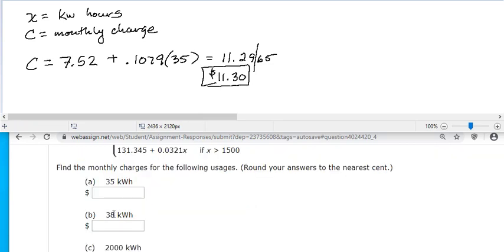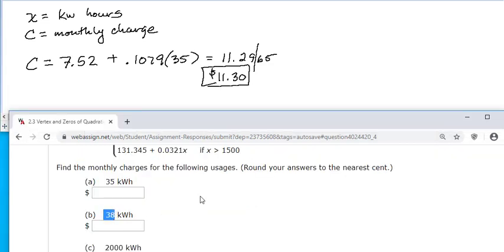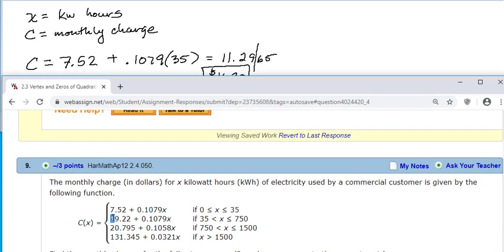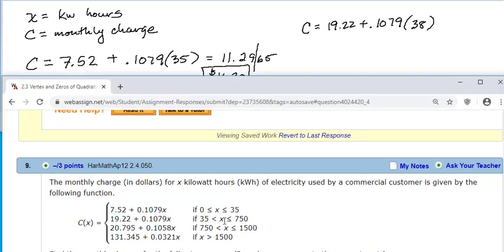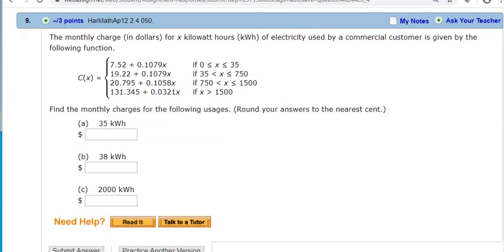But for 38 kilowatt hours, that's going to move us to the second branch of this function. So to find the cost, I would take 19.22 plus 0.1079 times, plug in 38. So you first decide which branch of the function your x condition meets, and then you plug it in to determine your monthly charge. Okay, I think that's it.